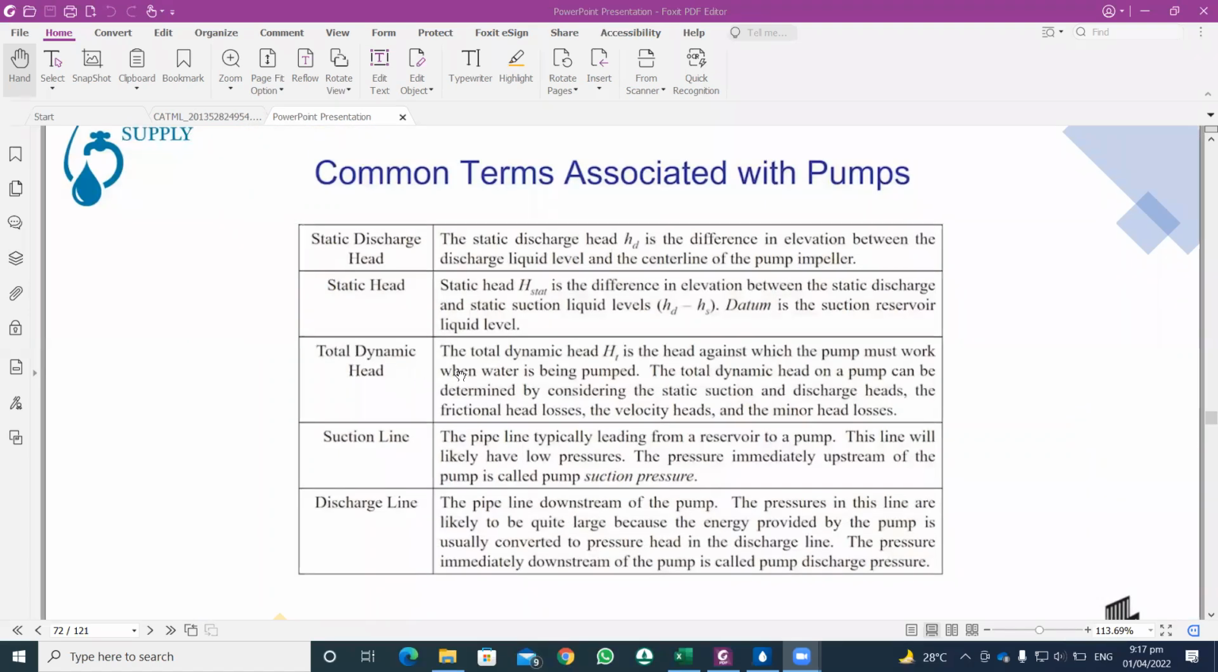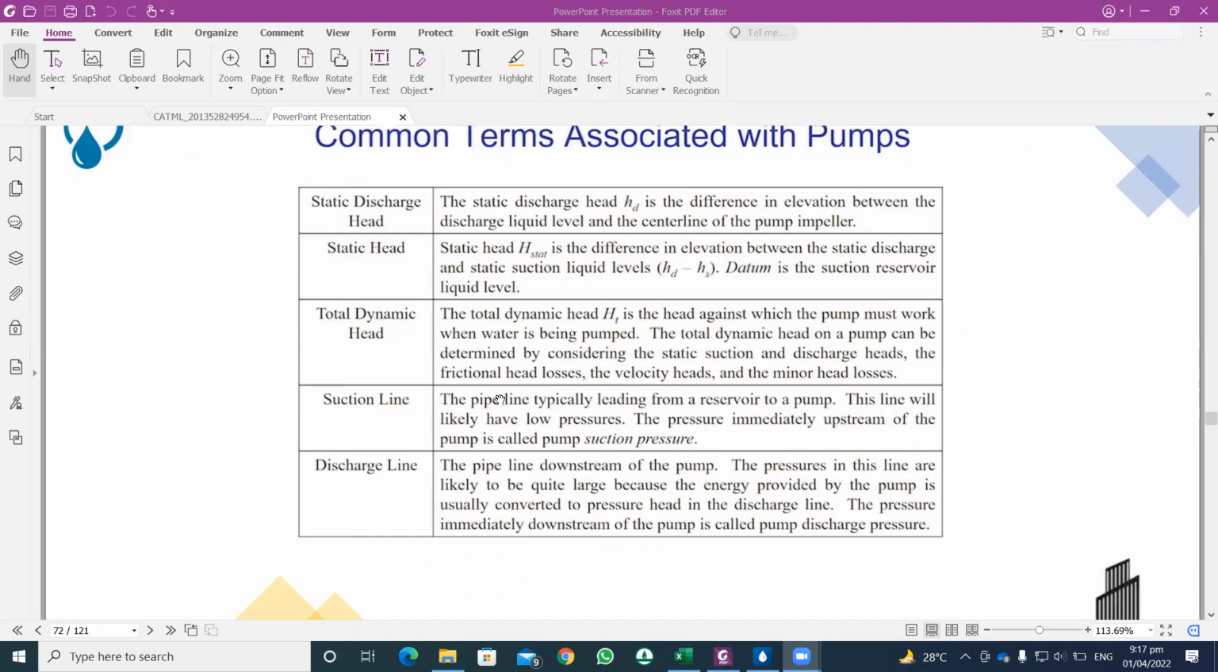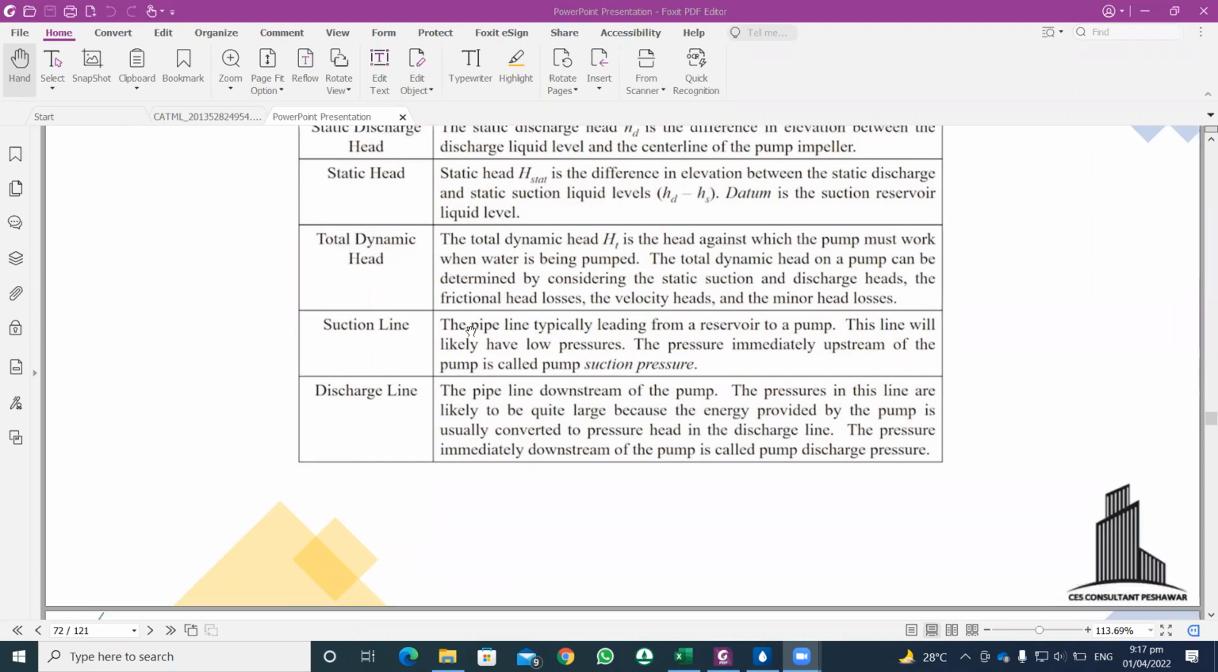Total dynamic head is basically the head against which the pump must work when the water is being pumped. So it is the sum of the friction losses, the minor losses occurring in the pipes, the static head, and the suction lift. These are different parameters to consider in order to design the pump, and pumps are basically designed for the total dynamic head.